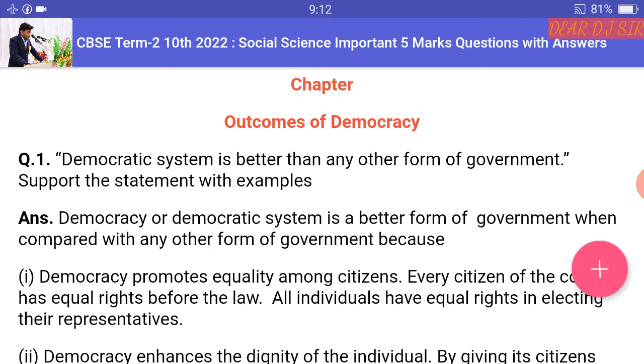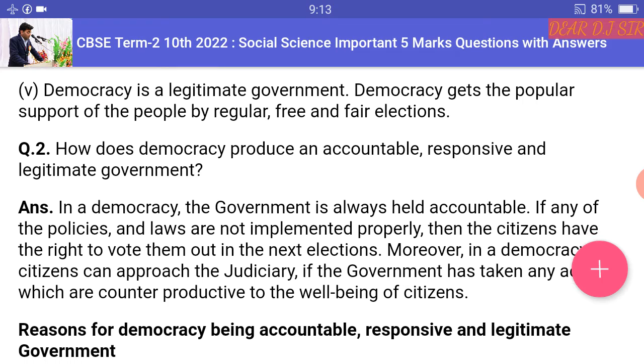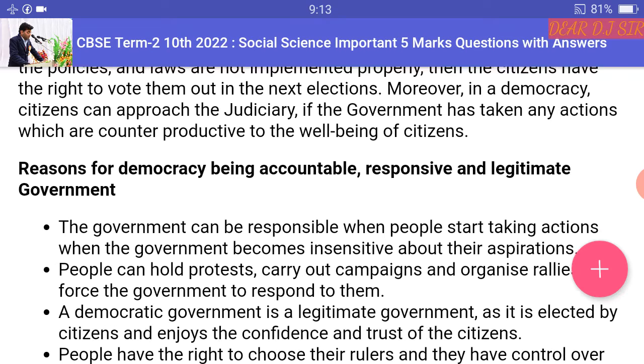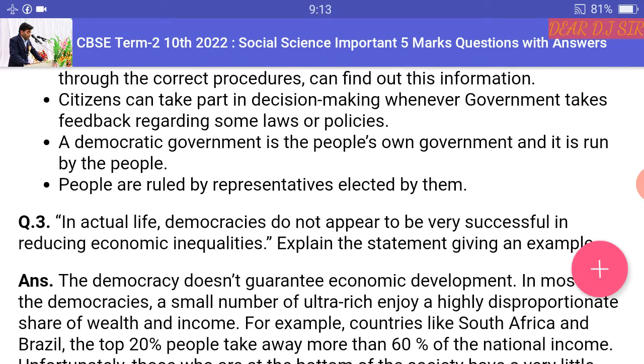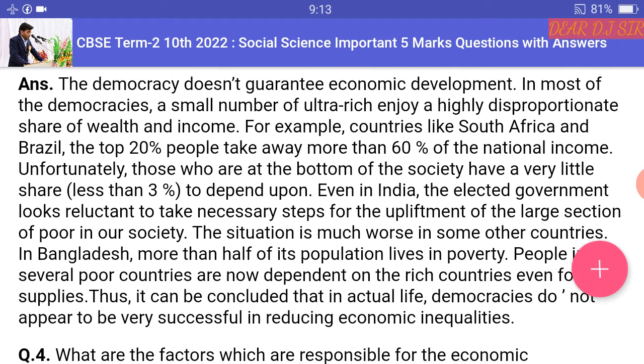Democratic system is better than any other form of government. Support the statement with example. Here the second question is, how does the democracy produce an accountable, responsive and legitimate government? Here the third question is, in actual life, democracies do not appear to be very successful in reducing economic inequalities. Explain the statement, giving an example.